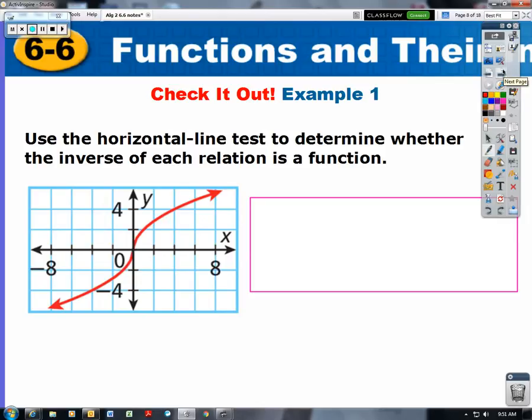Use the horizontal line test to determine whether the inverse of each one is a function. Does it pass the horizontal line test? Yes. Now this one happens to be both a function itself, because it passes the vertical line test, if you draw these vertical lines. It also passes the horizontal line test. So it's both a function and its inverse is a function.